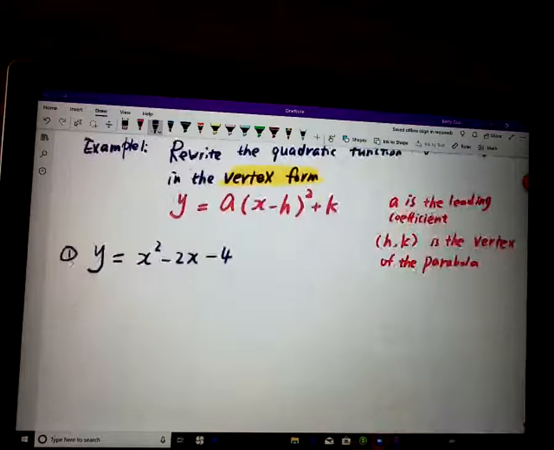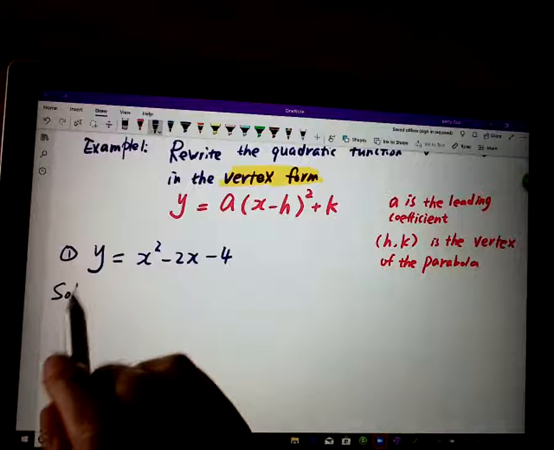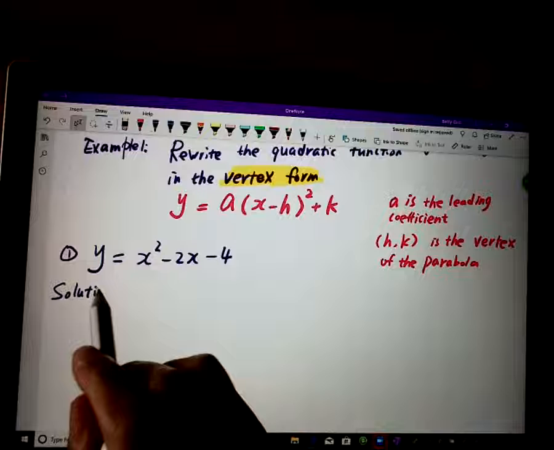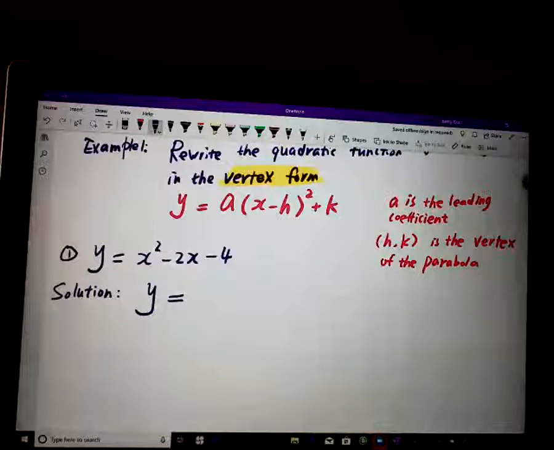So how do we do that? How do we rewrite the function in the vertex form? This is how. Firstly, look at the leading coefficient. In this case, the leading coefficient is 1.